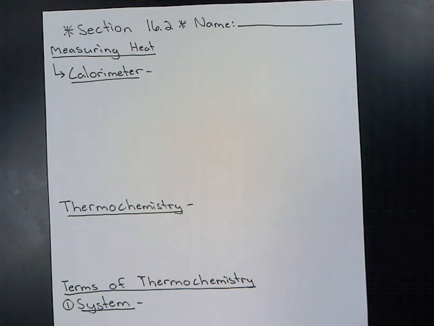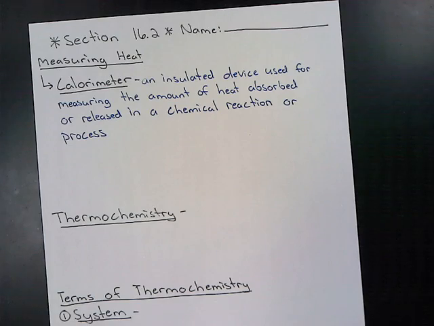So I'm going to pause and write that down. All right, so there is the definition written down. Now, a couple of things with a calorimeter. Number one, it's actually a relatively simple device that's able to tell us a lot about the heat exchange that happens in a chemical reaction. So I'm going to pause the video and show you what a simple calorimeter looks like.